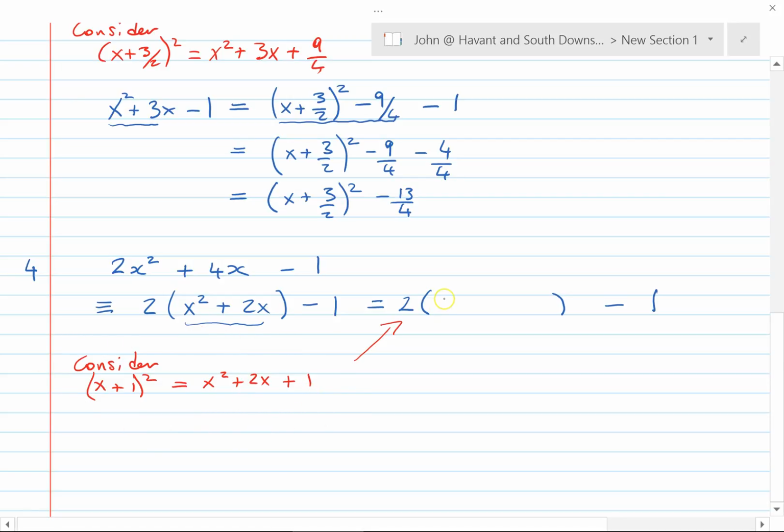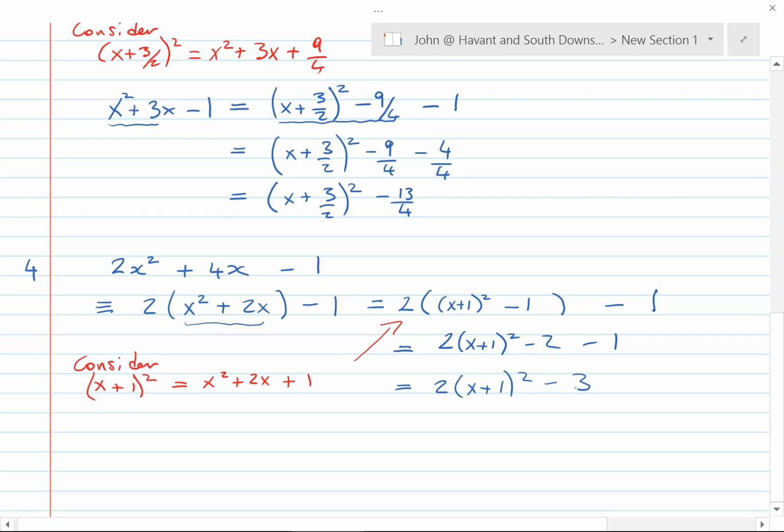So that's x plus 1 all squared, but I need to take away 1 in order for x squared plus 2x to be equal to this. So then that equals 2 times x plus 1 squared, take away 2, take away 1. So I'm multiplying out the brackets. There's 2 times this bracket and 2 times the 1. So I've only got 1 bracket left. And that's 2 times x plus 1 squared, take away 3.